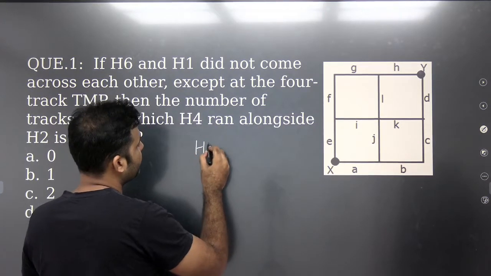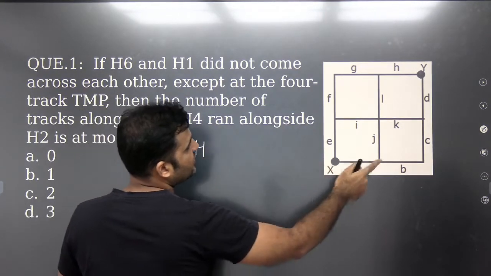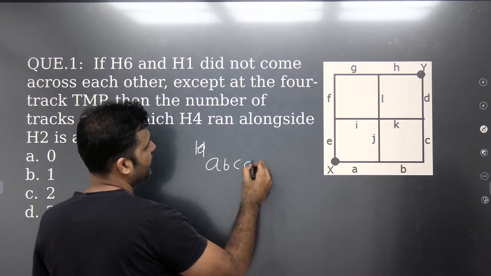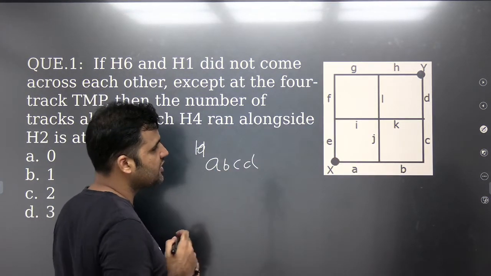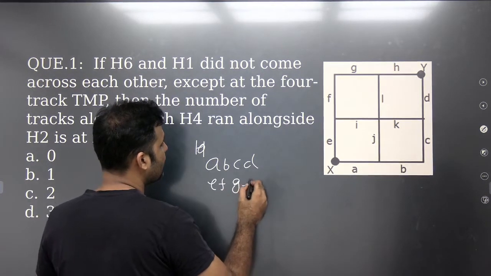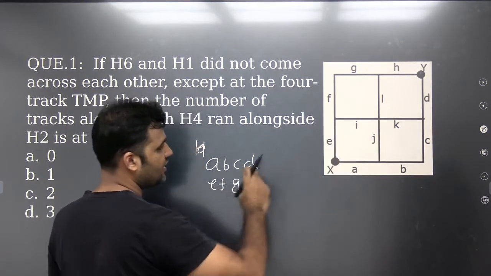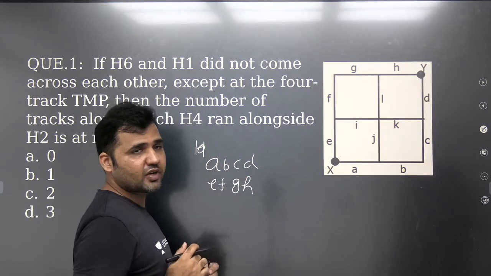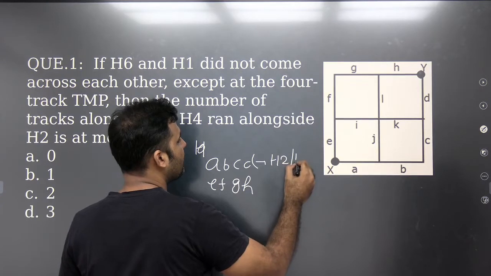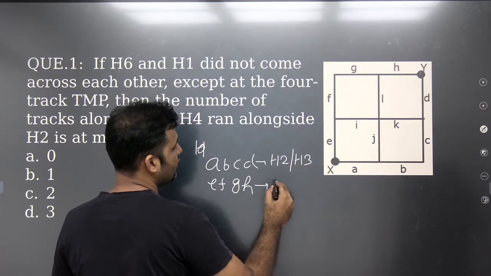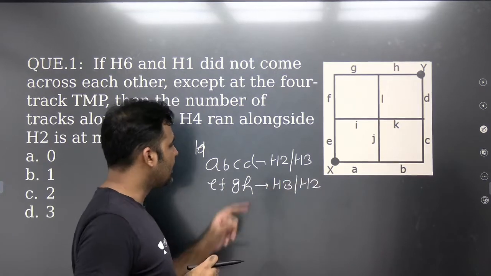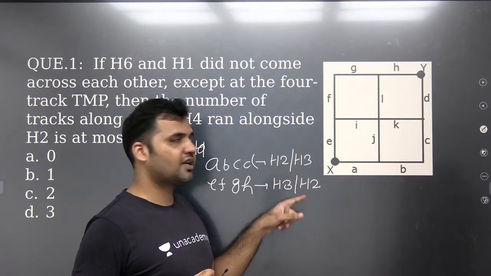So we know that the track length ABCD, right? There's one track which is ABCD. One hamster will be running along ABCD. There will be one hamster running along EFGH, and we know that if H2 and H3 are not passing, these are the only possible cases for H2 and H3. So either H2 will be running over here or H3 will be running here. Or in this case also, either H3 or H2 will be running. So if H2 is here, H3 will be here. If H3 is here, H2 will be here.